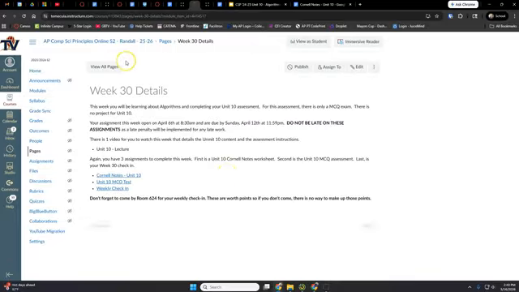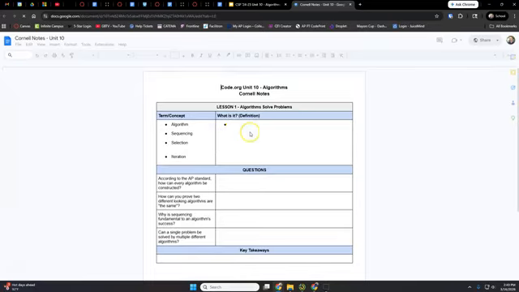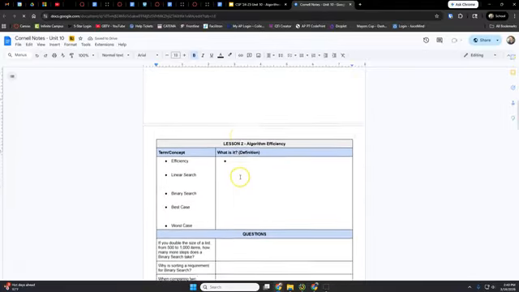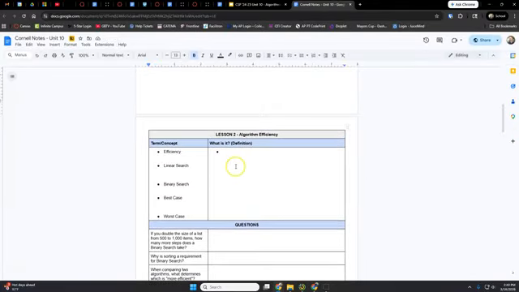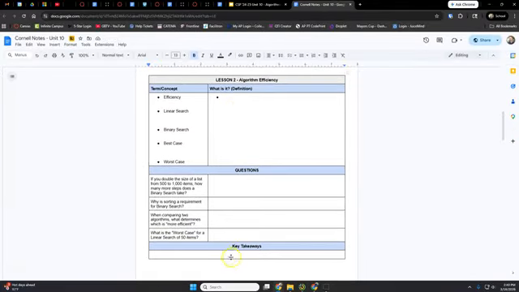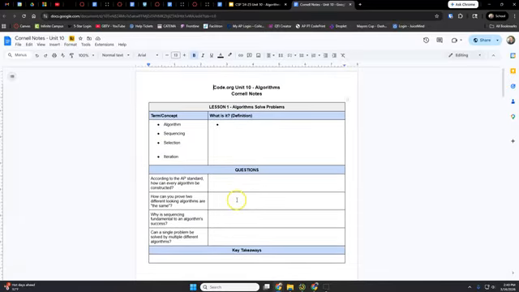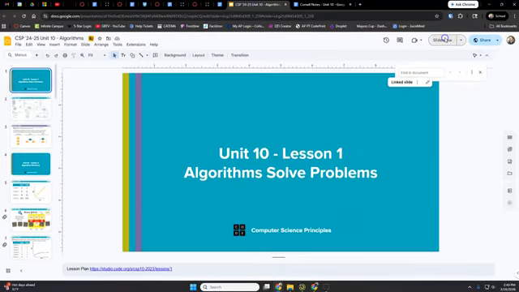So, again, just looking at this, we're going to make sure you get those Cornell notes open. There's 5 lessons that we're going to go through. So you're just going to fill this in with the definitions, get the answer to these questions, and then make sure you have a key takeaway. And to do that, we're going to go through these slides.